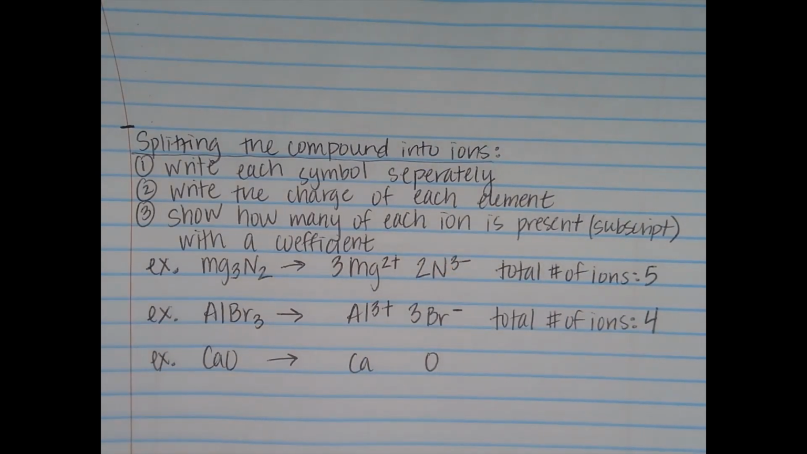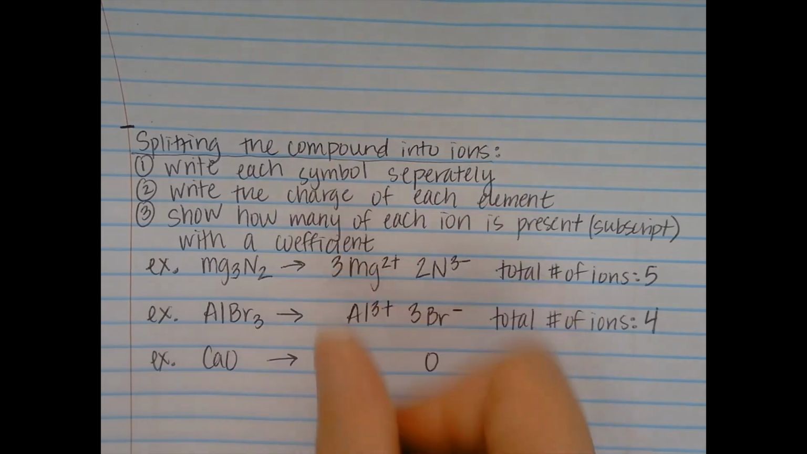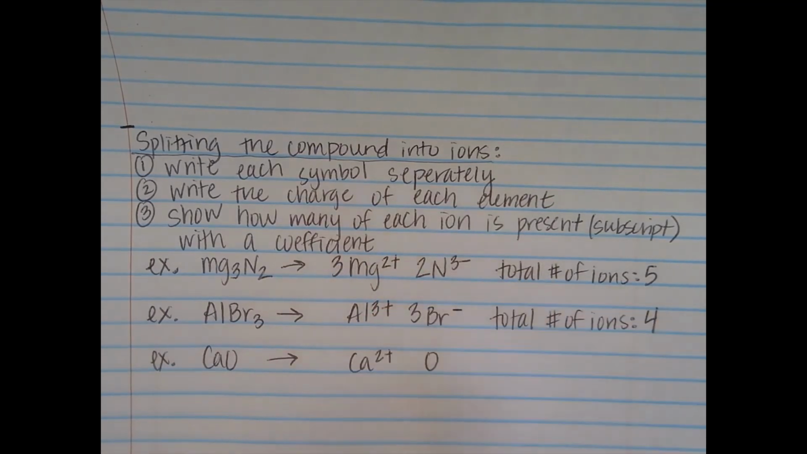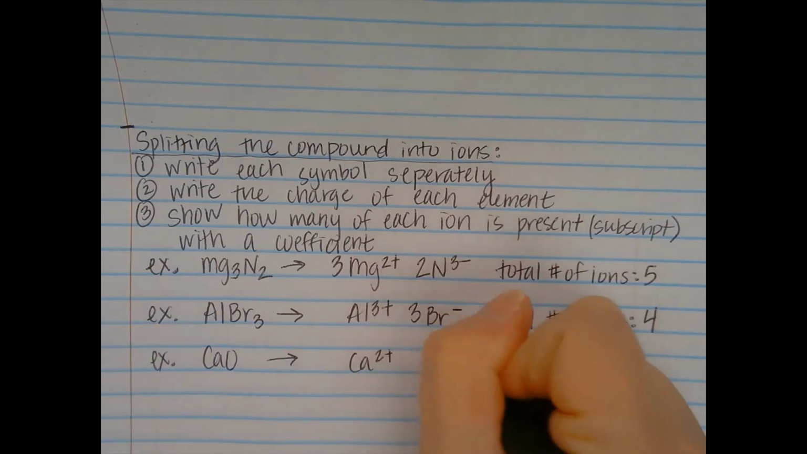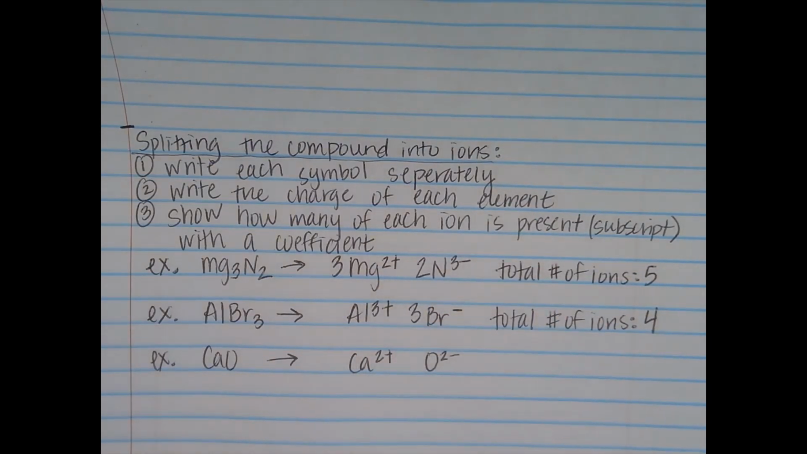Number 2, write the charge of each element. Okay, calcium is in group 2A, which means it has 2 valence electrons to give up, so it forms a 2+ charge. Oxygen is in group 6A, which means that it has 6 valence electrons, and it needs 2 more to get to 8. So when it gains 2 electrons, it will have a 2- charge.